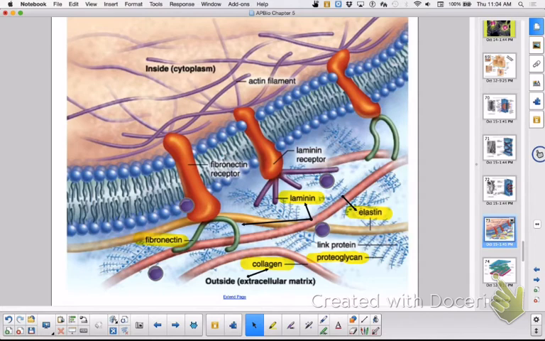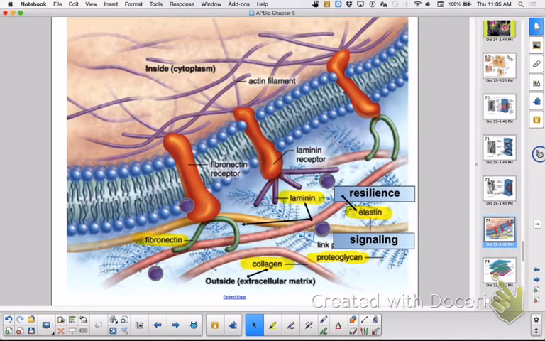Receptor. Okay, so that receptor, it could be used in signaling. So something binds to that receptor and signals the interior of the cell. It could be elastin, and it's all about resilience, elasticity of your skin.